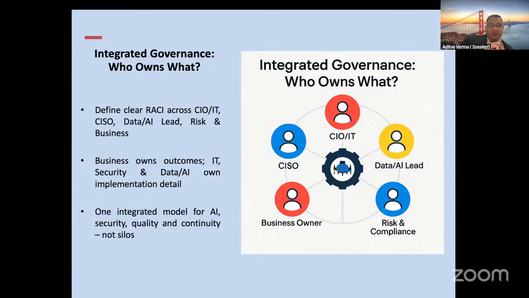For incidents and non-conformities, cybersecurity may own technical response, while risk and compliance own the process of documenting non-conformities and driving corrective actions. The exact RACI matrix table can vary, but the principle is to have one integrated governance model covering AI, security, quality, and continuity. By continuity, I mean business continuity, rather than each area inventing its own silos of responsibility.